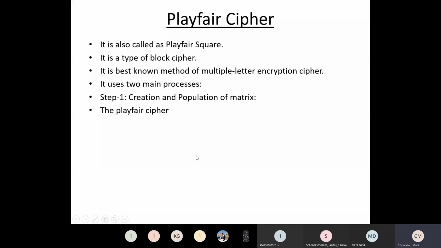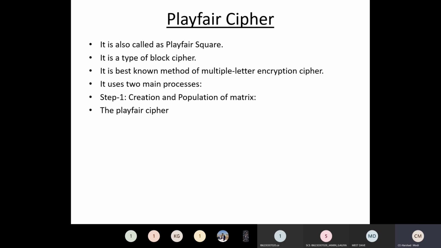Okay, so today we have to learn the Playfair cipher. Playfair cipher is also called a Playfair square because the first step is to develop a square of the key matrix. In this algorithm we will be given one key and one plain text. Using the key we first develop the key matrix, and based on that key matrix we do the encryption on the given plain text.